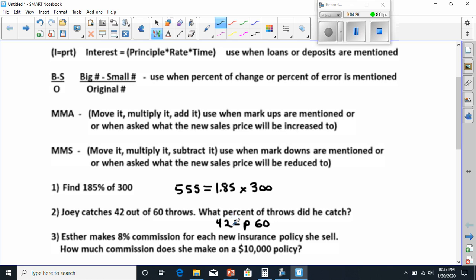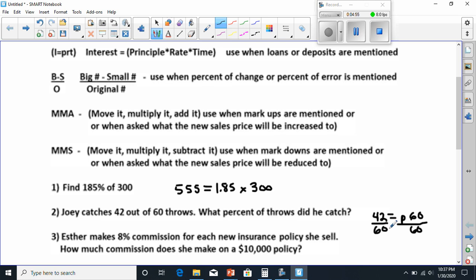Well, as we know, to get, you know what, I'm going to write this over here so it's a little bit easier for me to work. This is 60 times P is going to equal 42. 42 is the part of 60. But we're going to find the percent now. Well, to do this, I got to divide by 60 to get P alone. Whatever I divide from one side, I'll divide from the other.